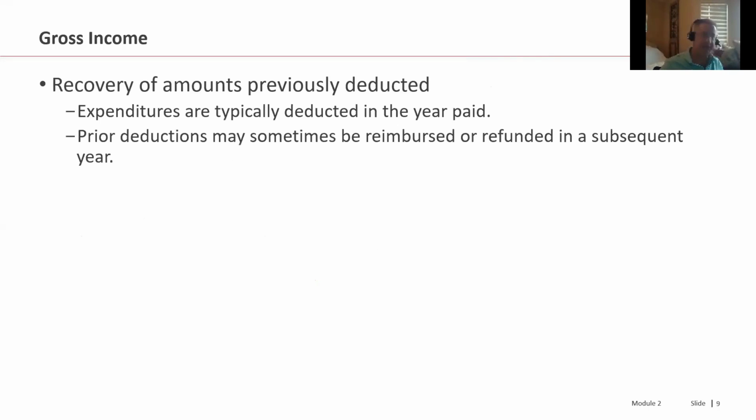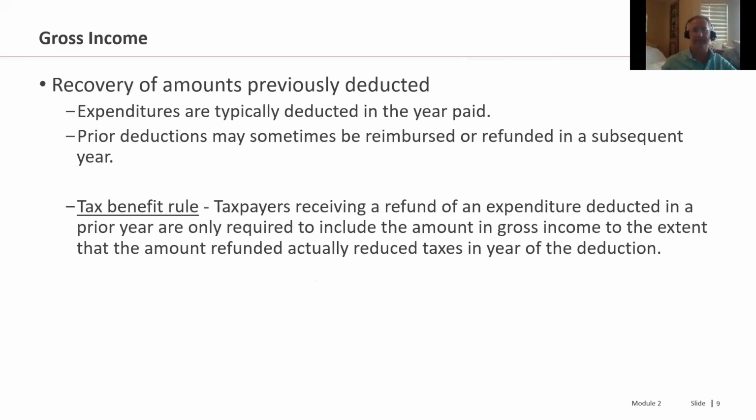There's another rule about the recovery of amounts previously deducted. This is known as the tax benefit rule. Typically, expenditures are deducted in the year paid. That's pretty typical. But every once in a while, something you deducted may be reimbursed or refunded in a subsequent year. The tax benefit rule says that when taxpayers receive a refund of something they deducted in a prior year, they're required to include the amount in gross income to the extent that the deduction actually reduced their taxes in the year of the deduction.